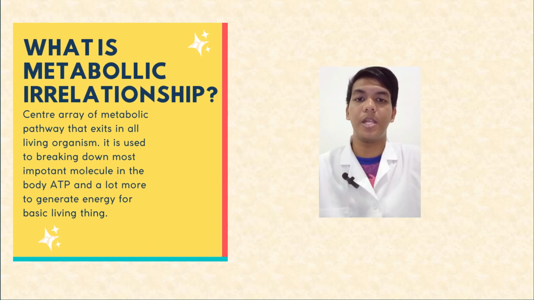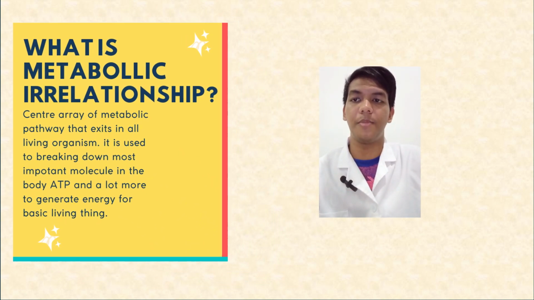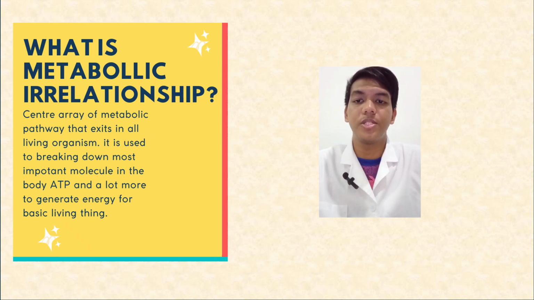So, I will start our presentation about metabolic interrelationship. So, what is metabolic interrelationship? It is known as integrated metabolism. It is a central array of metabolic pathways that exists in all living organisms. It is used to break down the most important molecule in the body, known as ATP, and a lot more to generate energy for basic living things.